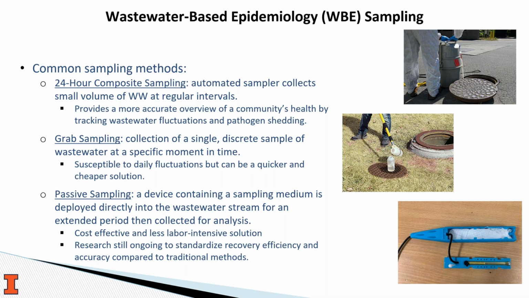The third option is passive sampling. In this method, a device, which is shown on the bottom of the slide, has a white cloth filter inside a blue sensor-like probe. You put the probe into the wastewater stream and leave it there for an extended period of time. While the wastewater flows through the probe, the cloth captures pathogens or viruses, which can be collected and sampled later.